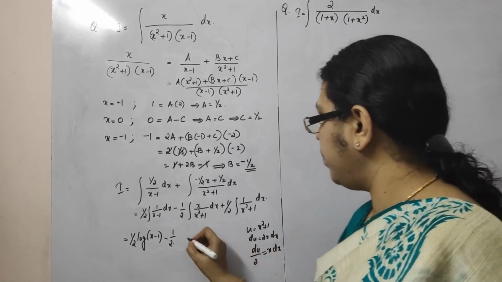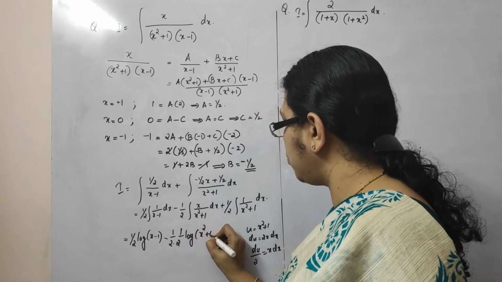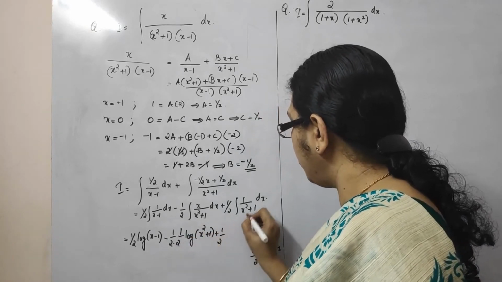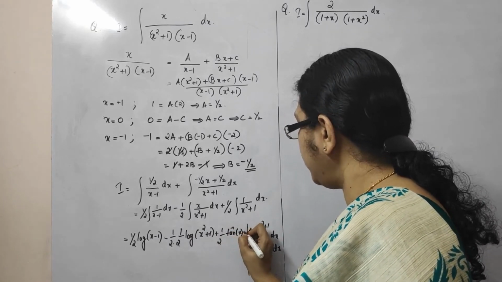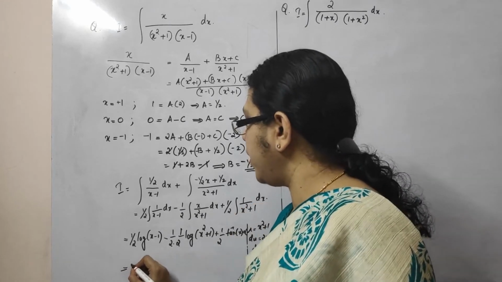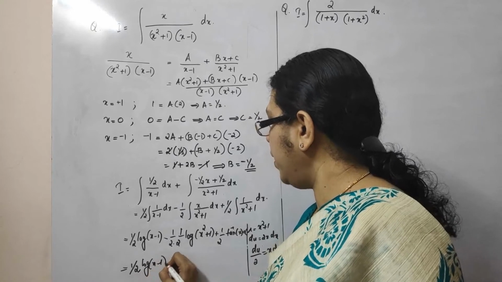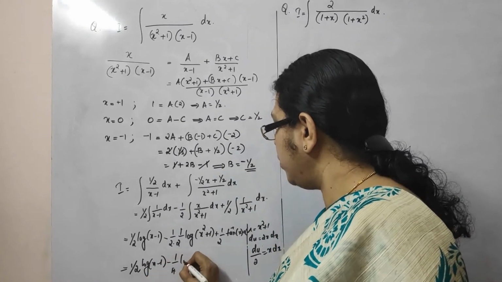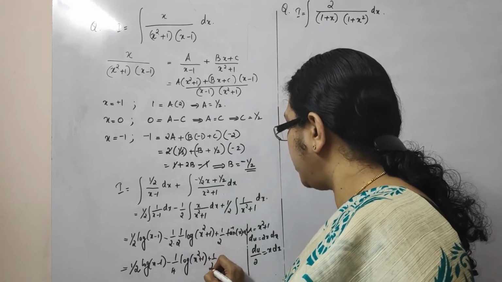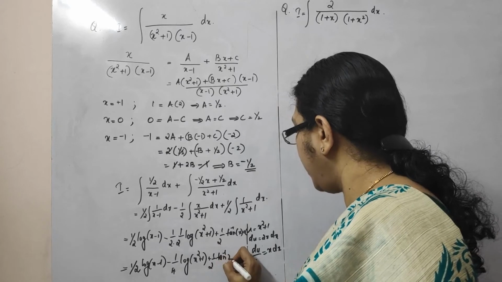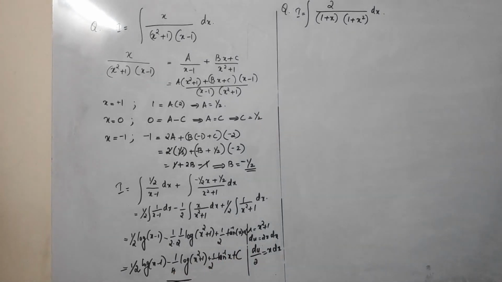So, I have a 1 by 2 here and this becomes log of x square plus 1, plus 1 by 2 into, what is the integral of this? That is tan inverse of x plus c. So, the final answer becomes 1 by 2 into log of x minus 1, minus 1 by 4 into log of x square plus 1, plus 1 by 2 tan inverse of x plus c. So, this is going to be the final answer. Okay.